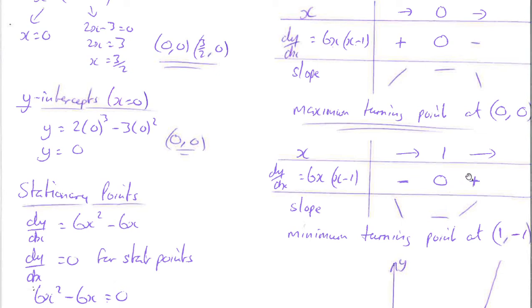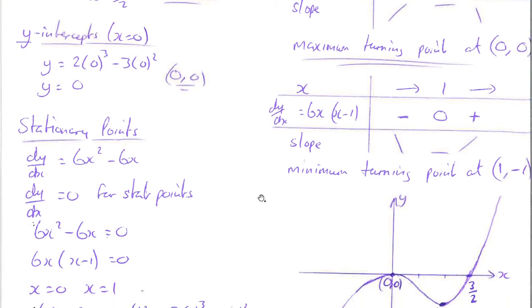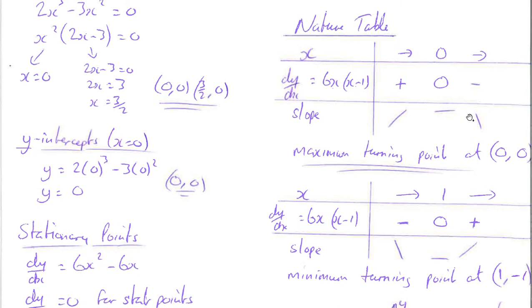And then after 1, so we can pick 2 because there's no further stationary points. So 2 is positive, 2 minus 1 is positive, so we've got 6 multiplied by a positive multiplied by a positive, which will give a positive number. So the slope will be increasing after x equals 1. So it'll be a minimum turning point at 1, negative 1. So this slope here shows that it's a minimum. The slope here shows that that's a maximum.